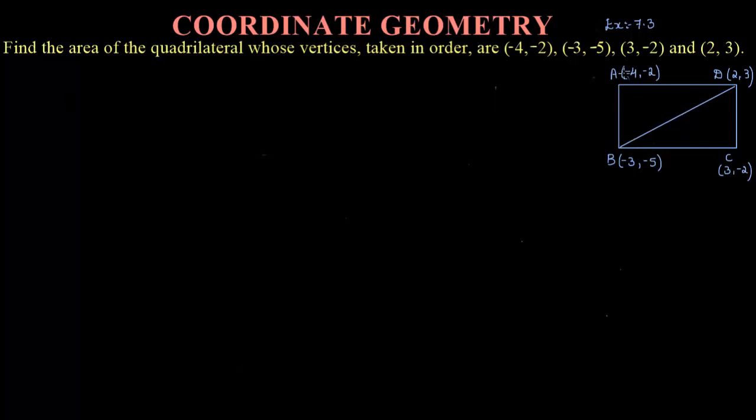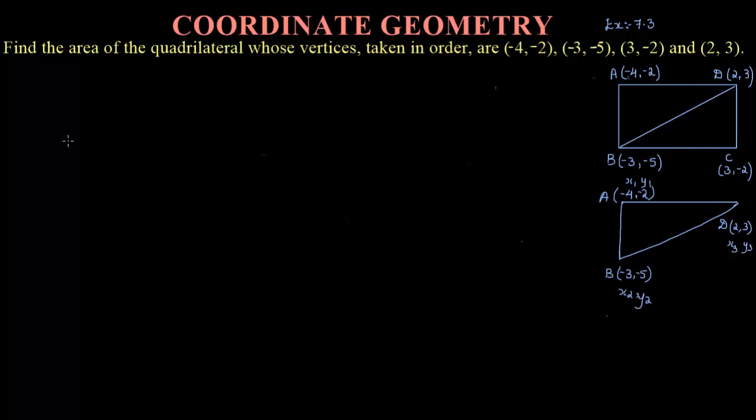So if I am talking about this triangle A, B and D, let me just draw that. Here it is A, it has the coordinate -4, -2. Then you have B here, -3, -5. Then you have D here, which has the coordinate 2, 3. Let this be X1, Y1, let it be X2, Y2, let this be X3, Y3.